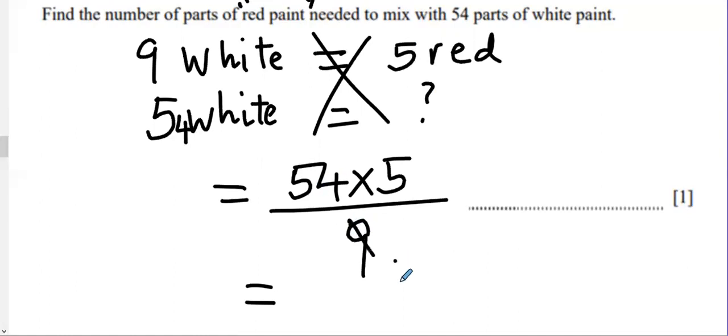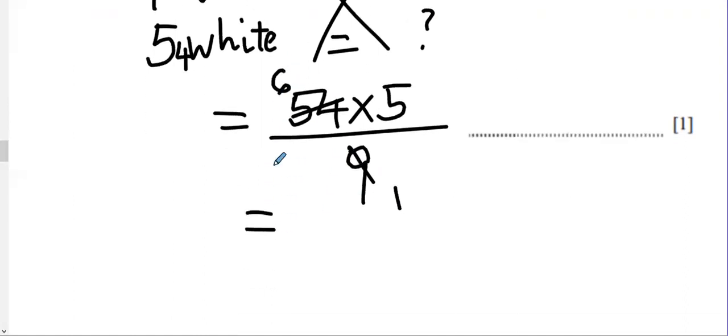Okay, by 9, this is 1. By 9, this is 6. 6 times 9, that is 54. And then you have 6 times 5. You end up getting 30.